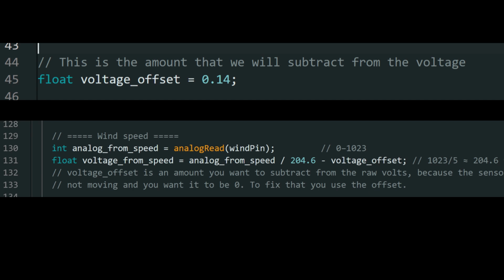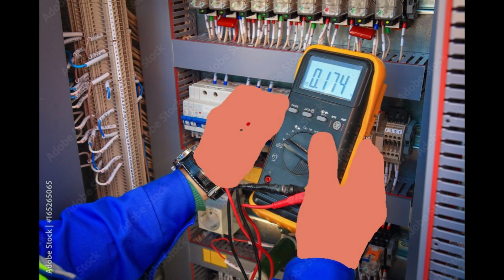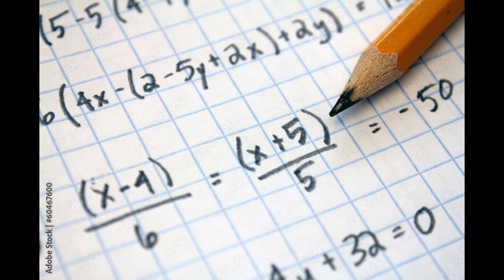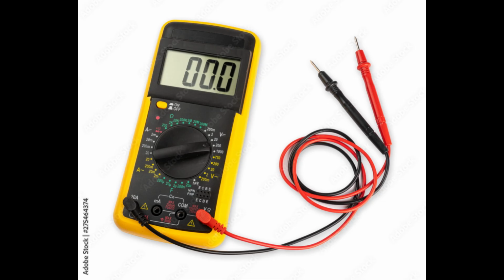In the code, I included an offset for wind speed. This is because my sensor does not give 0 volts when the cups are not moving. So if when the cups are not moving, there is a voltage, for example, 0.05 volts, you need to subtract that amount from the calculation. This is called the offset. Beware that you need to test your wind speed sensor and see what the default voltage is when the cups are not moving, and subtract that from the calculation.